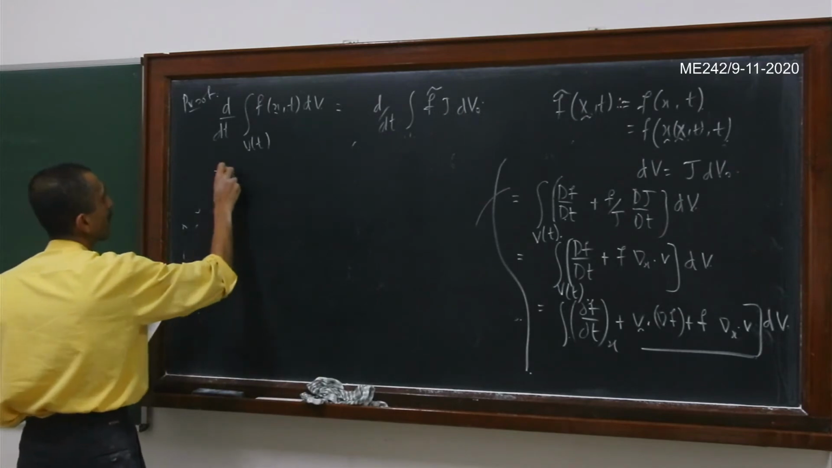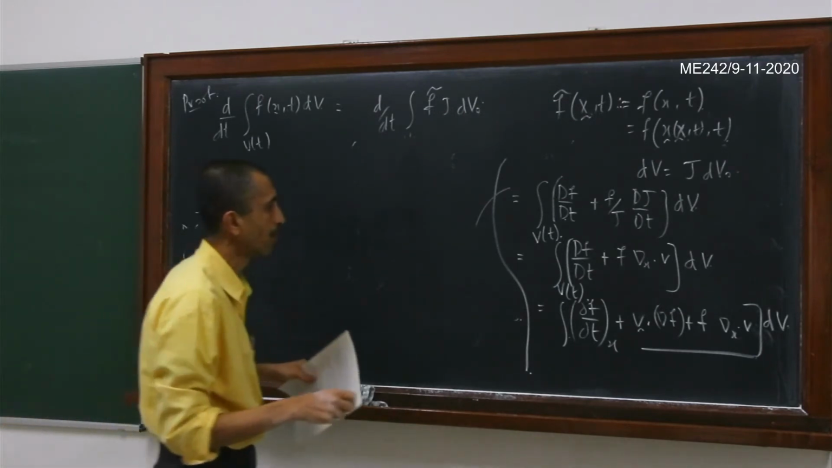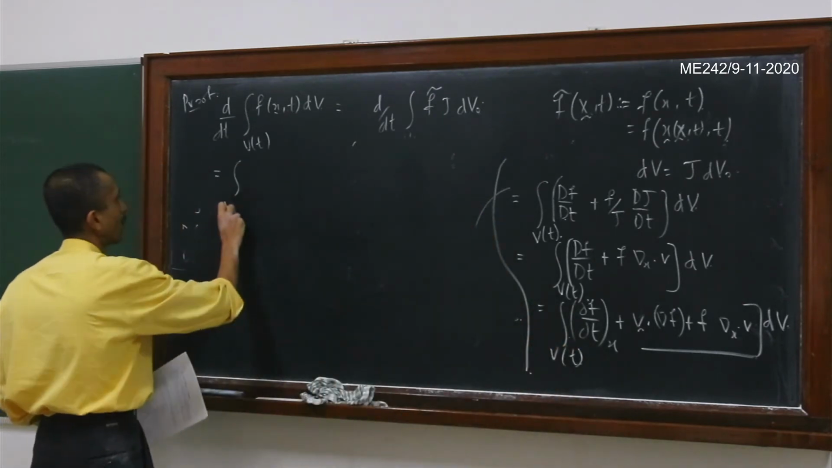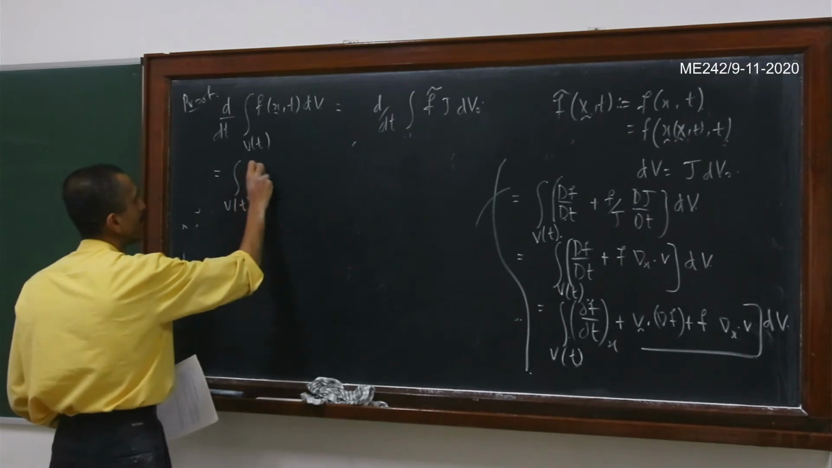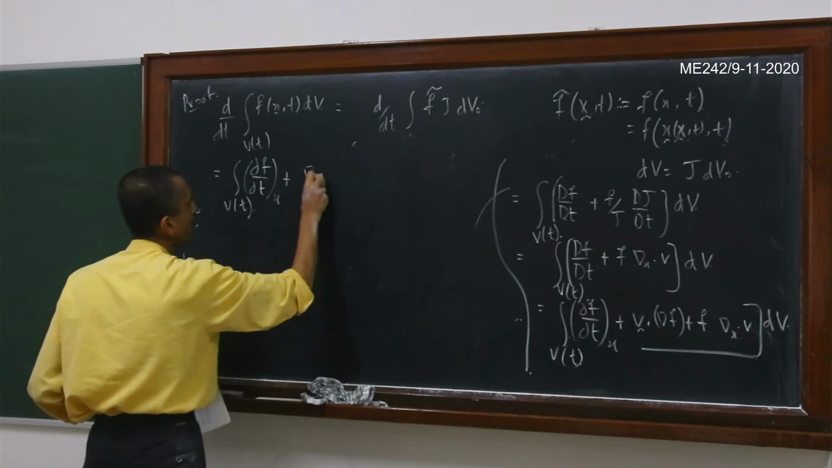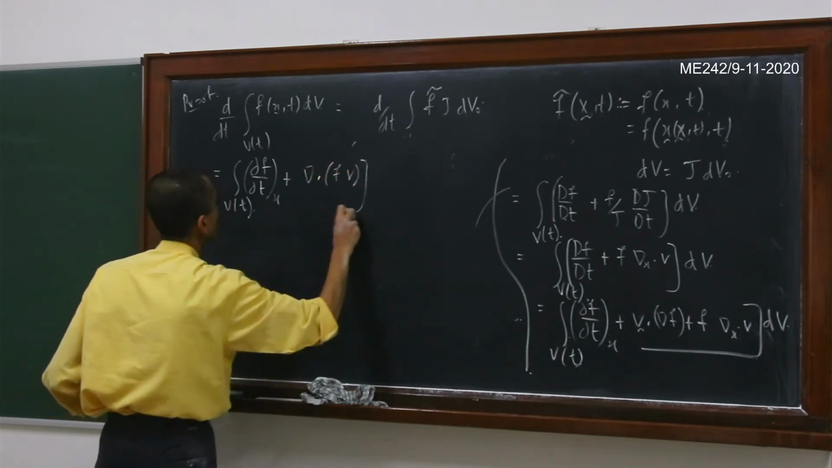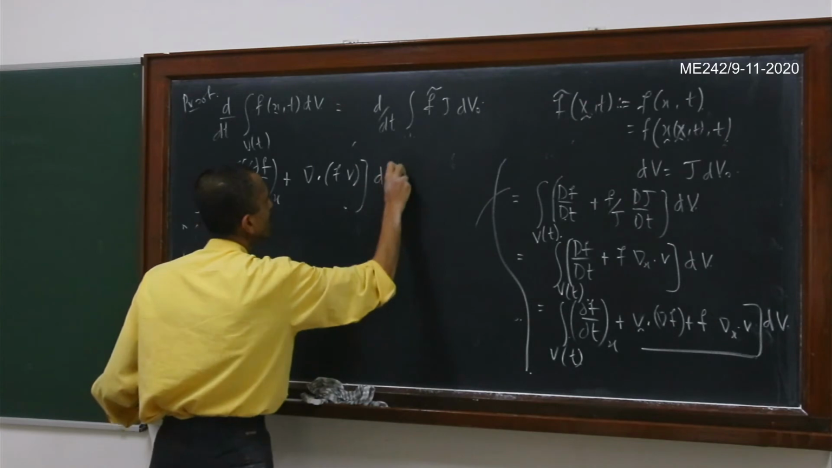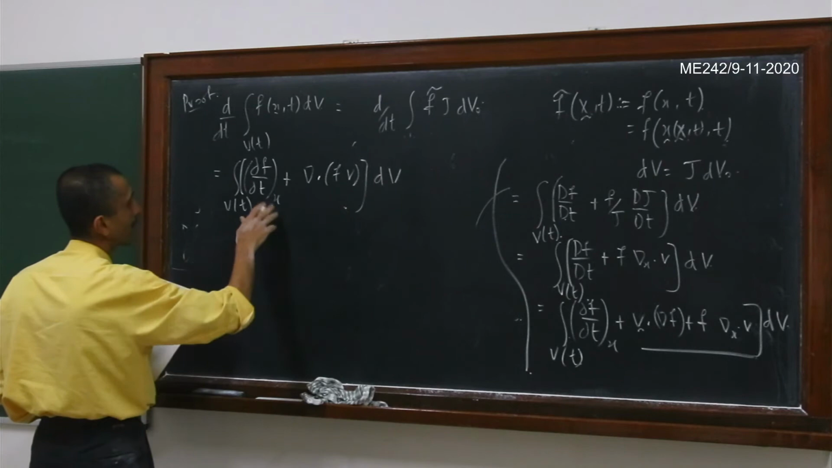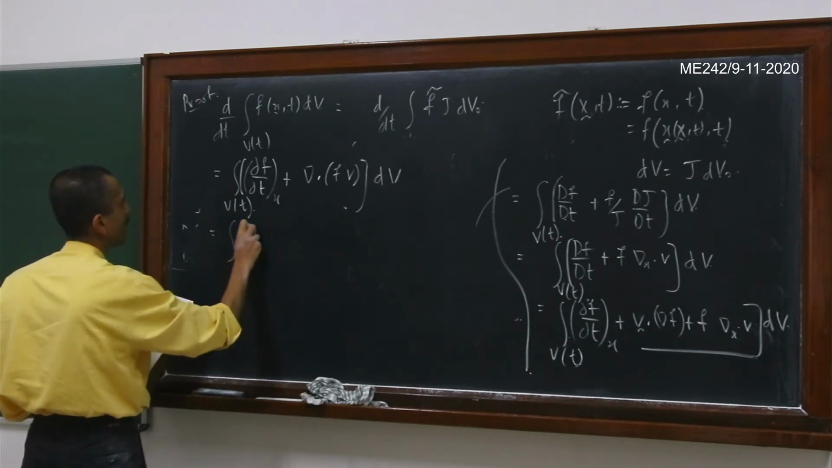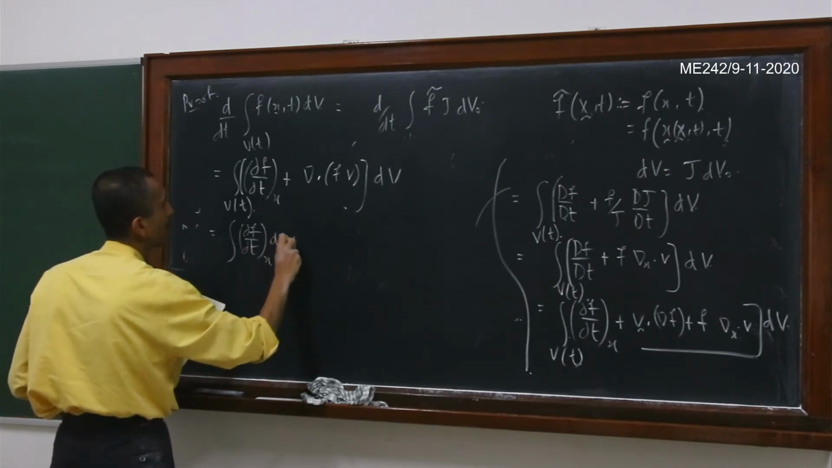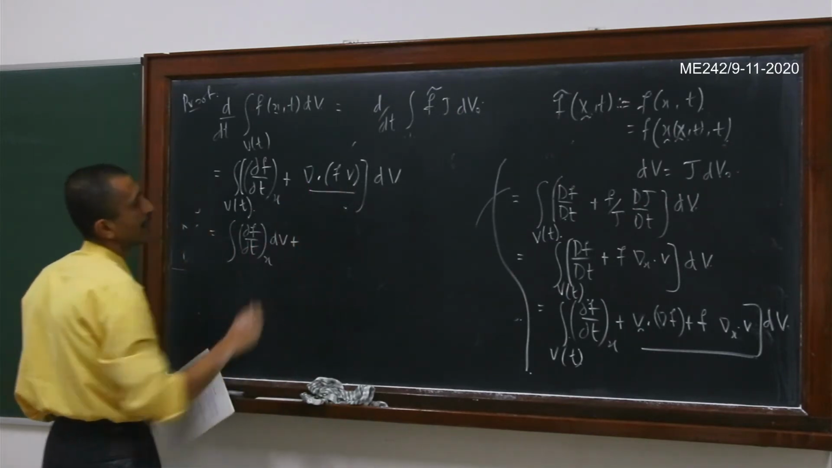So now this is all over v of t. So the integral over v of t of del f by del t, x fixed, plus del dot f of v, the whole thing times dv. And now we can separate these two parts. So I can write this as del f by del t keeping x fixed times dv plus, now we can apply the divergence theorem to this one.